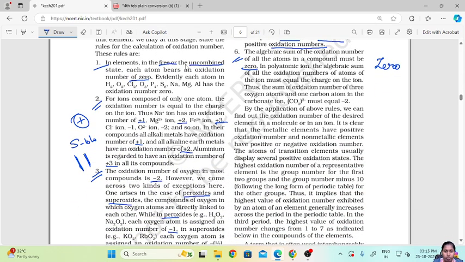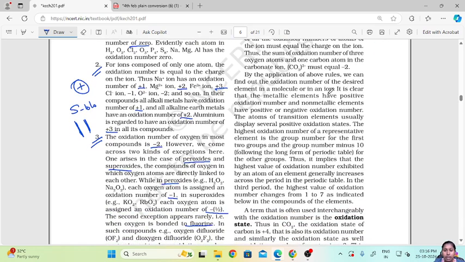By the application of the above rules, we can find out the oxidation number of the desired element in a molecule or in an ion. Now, it is clear that metallic elements have a positive oxidation number, whereas non-metallic elements have a positive or a negative oxidation number.